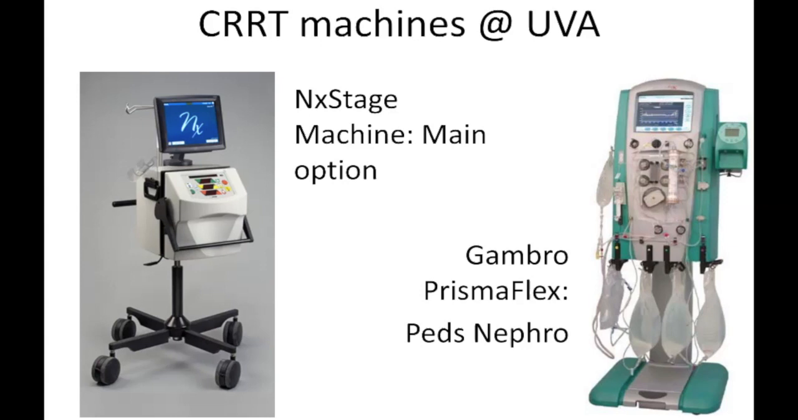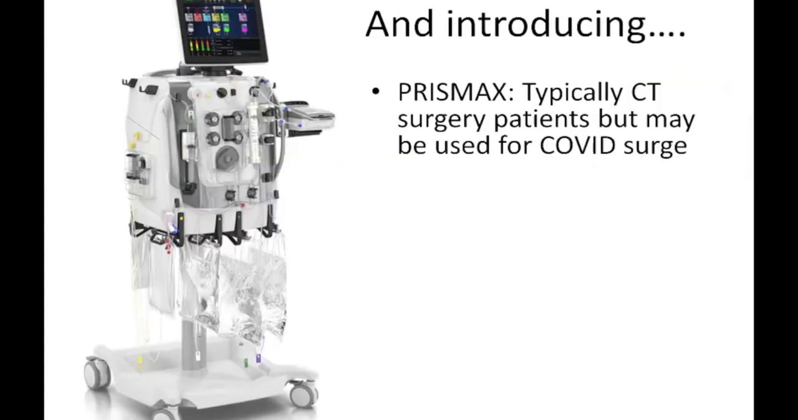We do have a couple of Gambro Prismaflex machines that are purposely purchased for cases that require ECMO for CT surgery in the pediatric population. And then we recently acquired the Prismax machines, which are the step up from the Prismaflex machines. And these are able to perform CVVHDF, and have a number of other technology improvements over the former Prismaflex platform. But they do allow us to do CVVHDF.